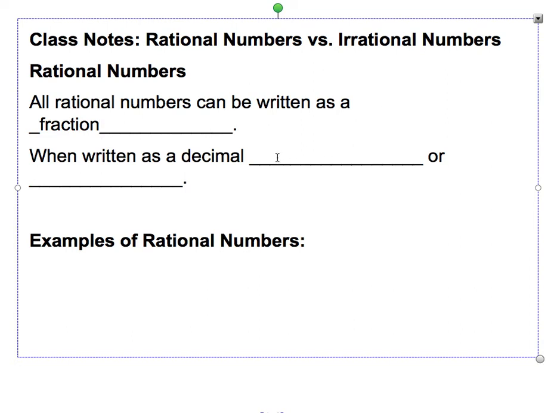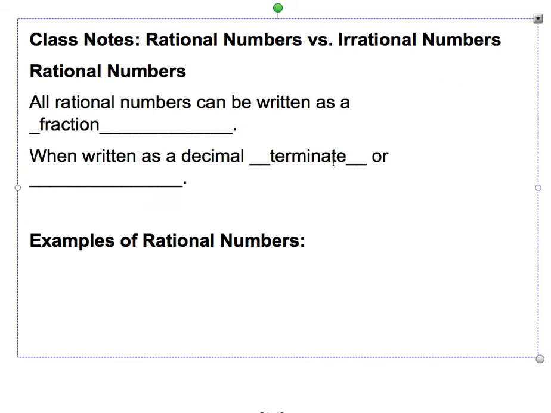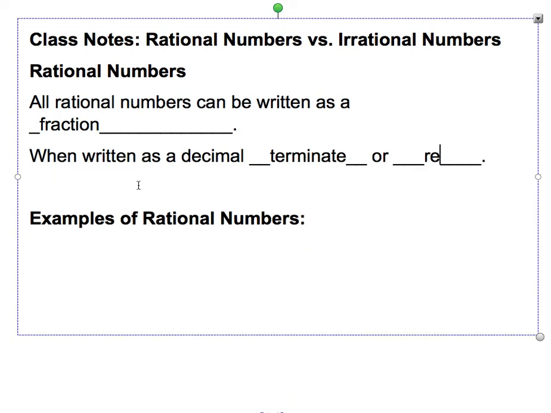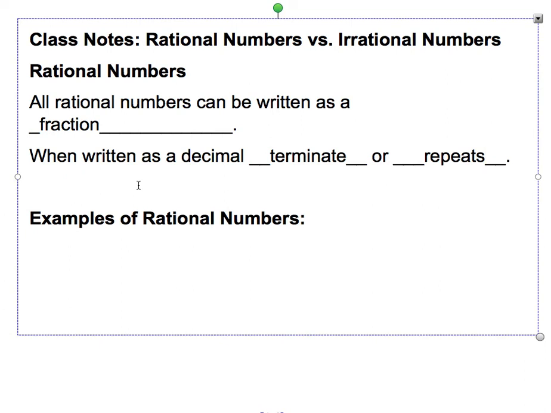Or we know that fractions can be converted to decimals, and there are only certain types of decimals that they can be converted to. A fraction can be written as a decimal that terminates or repeats. There's nothing in between. When we take any fraction in the world and do the division to convert it from fraction form to decimal form, that decimal will either terminate or it will repeat.